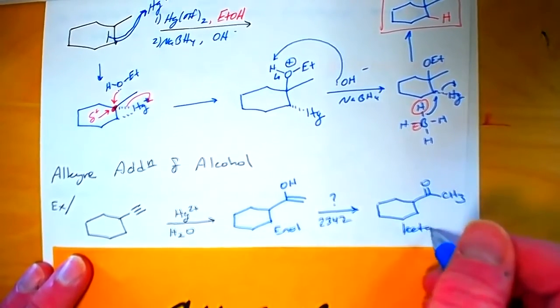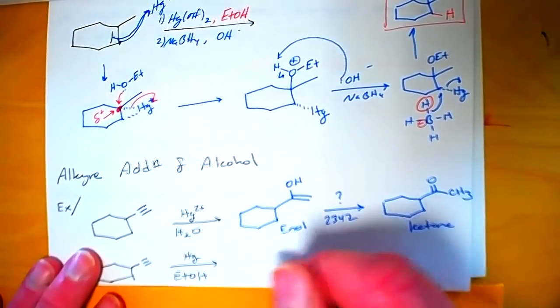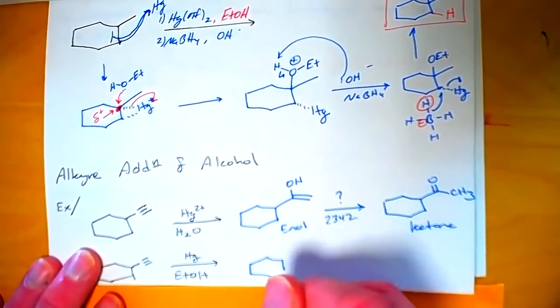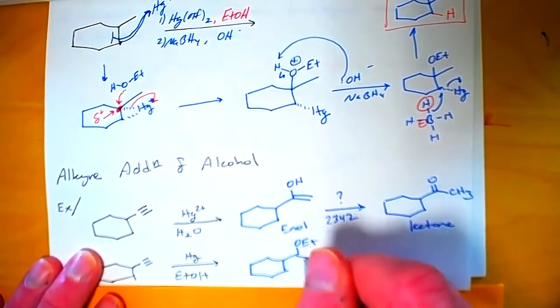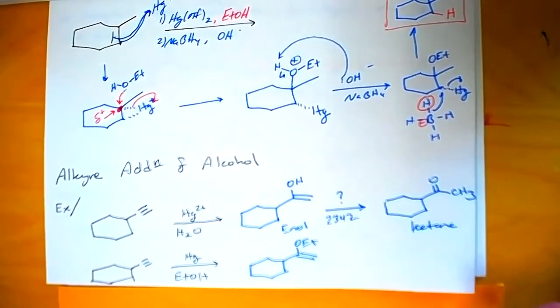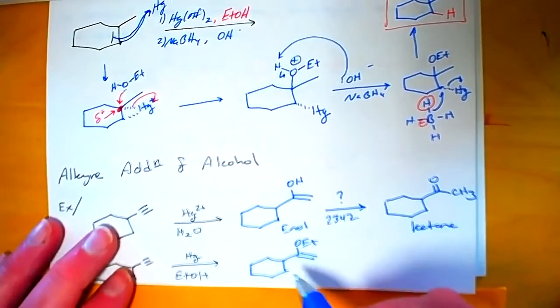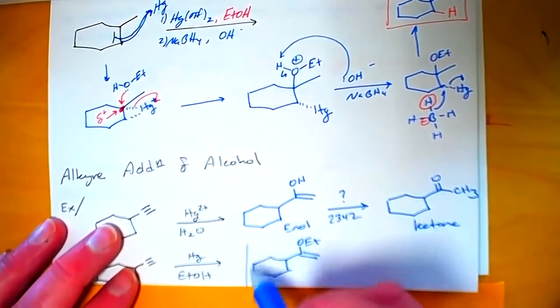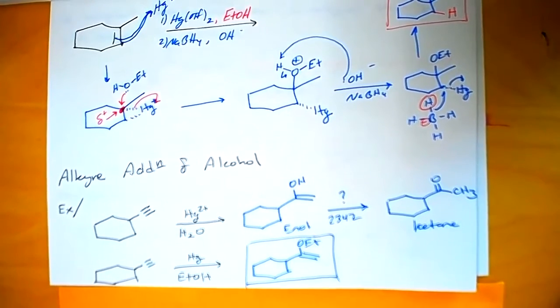Now, if you were to do this with the same thing, but with an alcohol, well, you don't produce an enol, okay? You actually produce a vinyl ether, and these are things that can actually be isolated and stored. So you would end up with this type of vinyl ether. Okay.